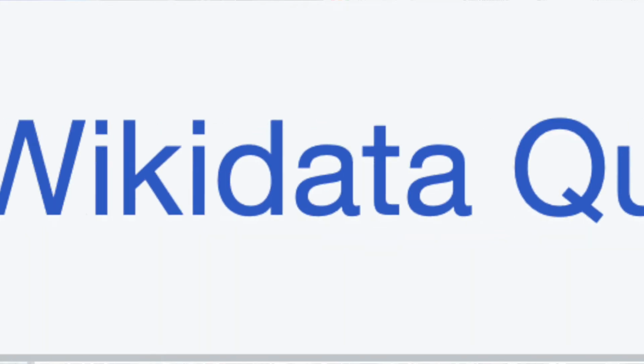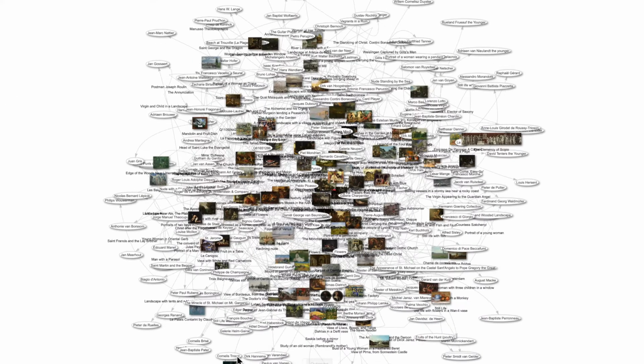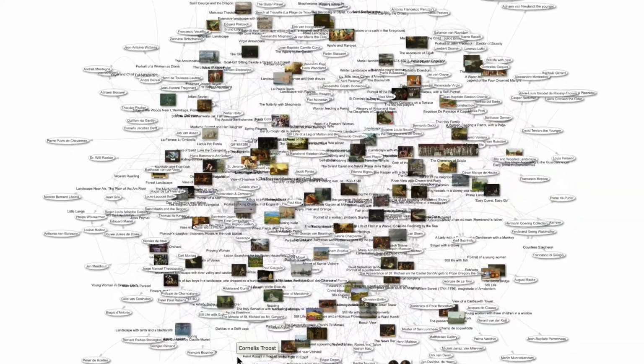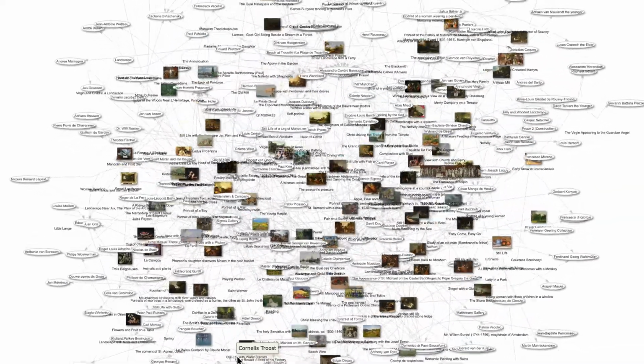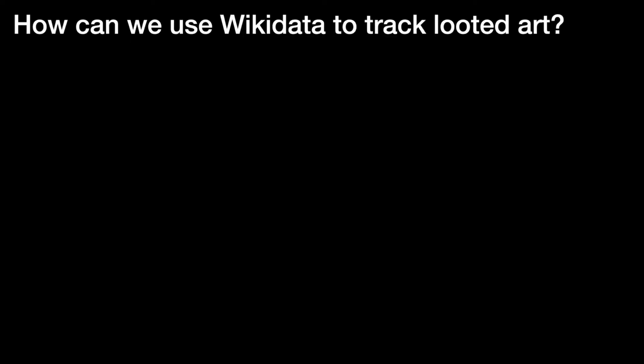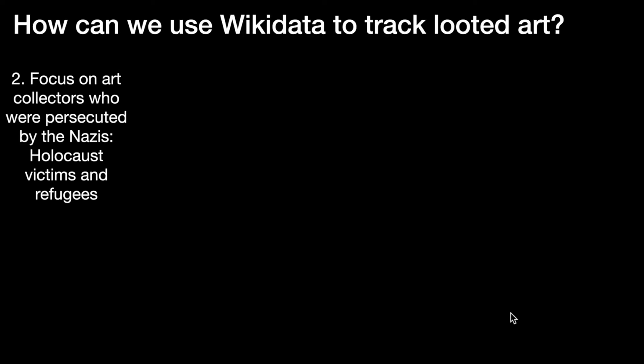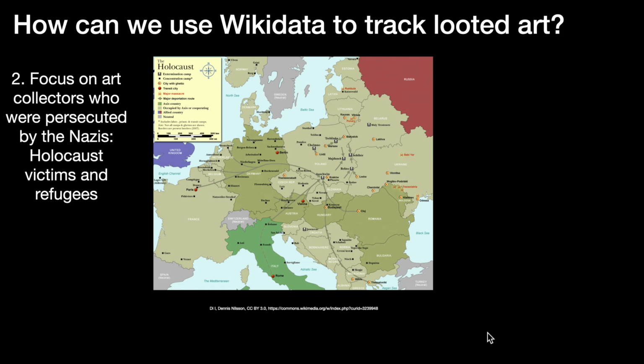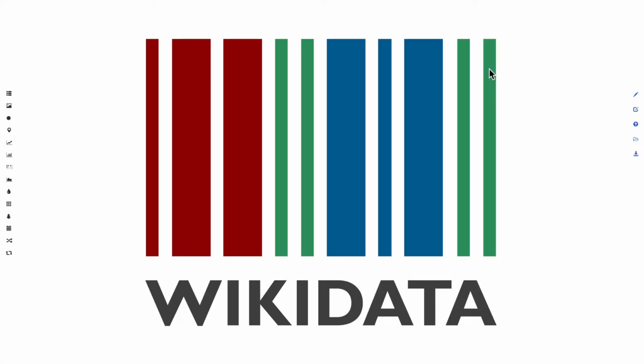And for that we can run a query which will show us the artworks, the red flag names, and the various connections to the red flag names. Another thing that we can do is we could start not from red flag names, but with the people who were persecuted by the Nazis, the collectors who died in concentration camps or who ended up as refugees. So in this instance, we'll look at people who were in professions that were related to art, who died in concentration camps. And that's what this query is going to show.